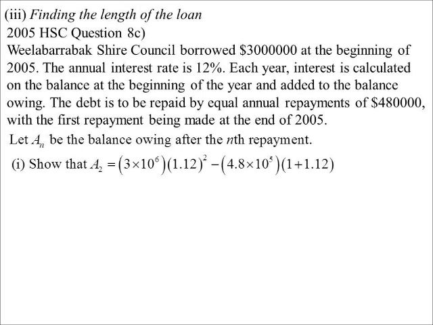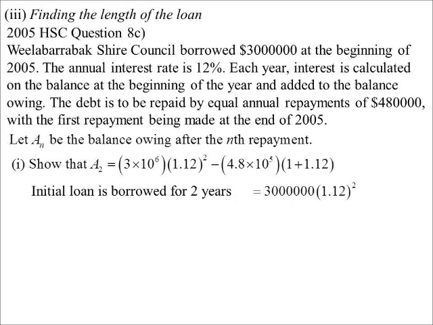We're talking about a council, so it's going to borrow a large amount of money. What have we got there? $3 million they're going to borrow. Interest rate's 12%. What else do we know? Going to make lump sums each year of $480,000. So, the first part of the question was to show A2 is this expression.